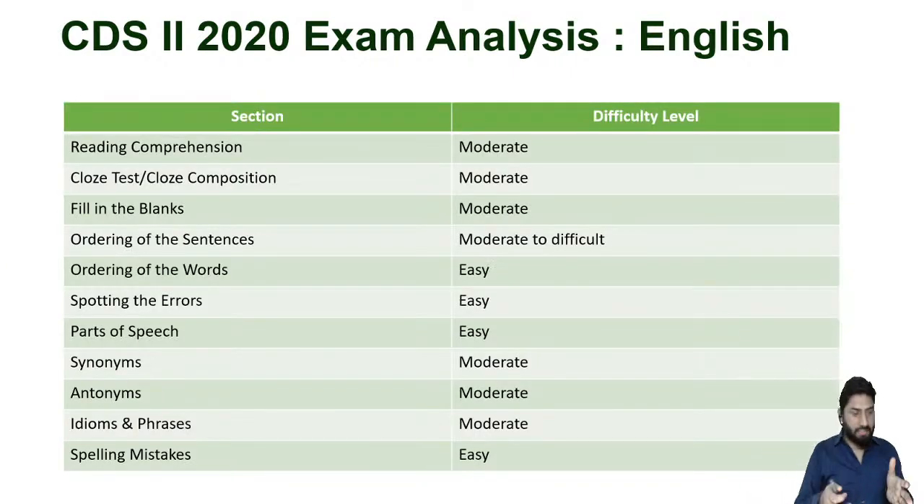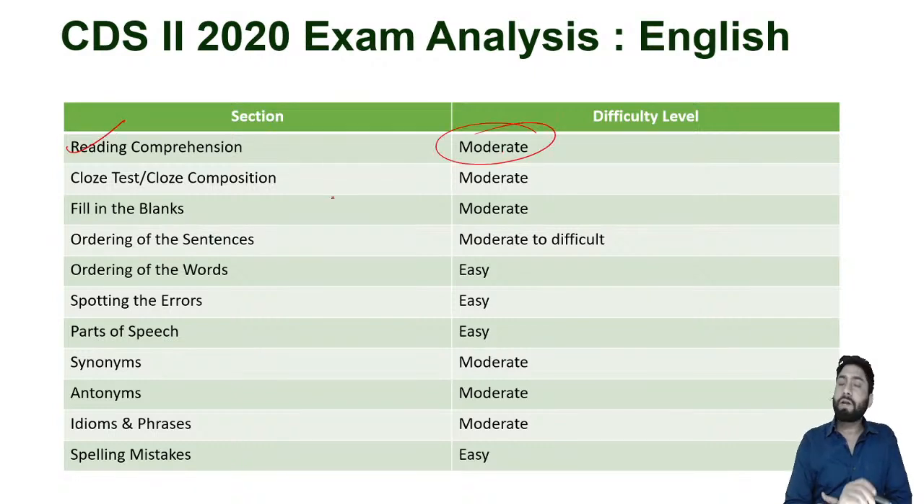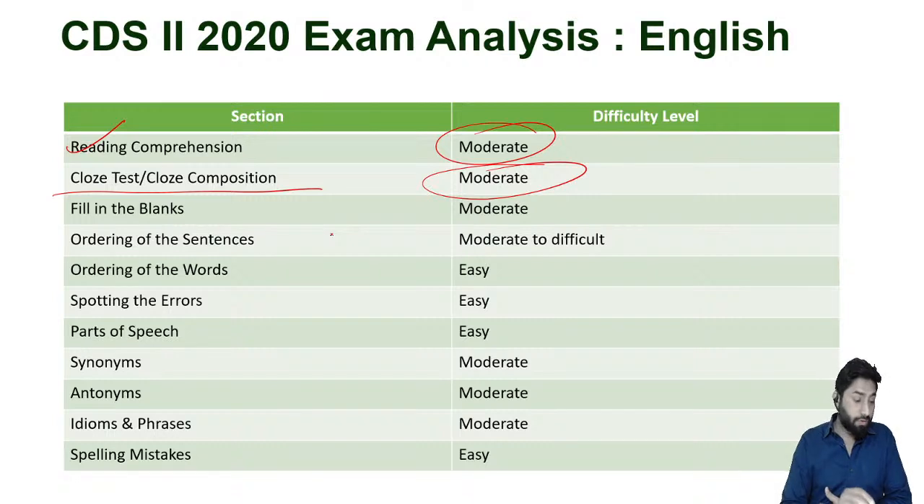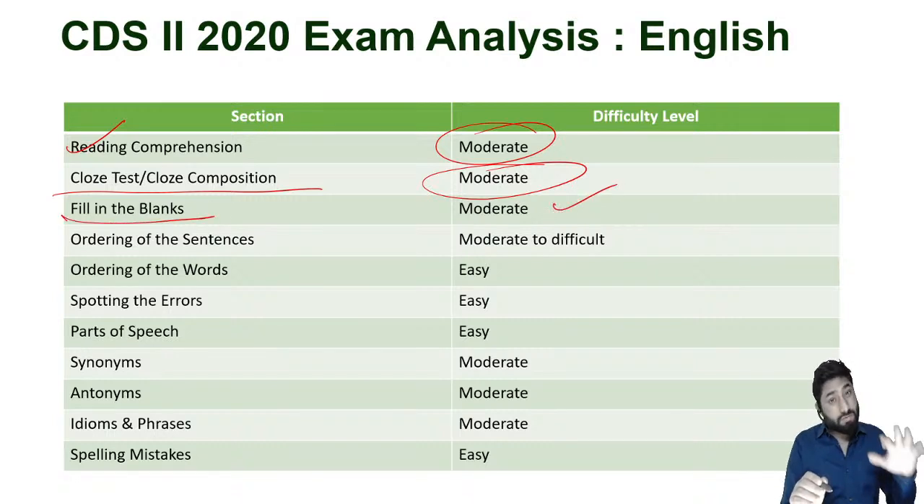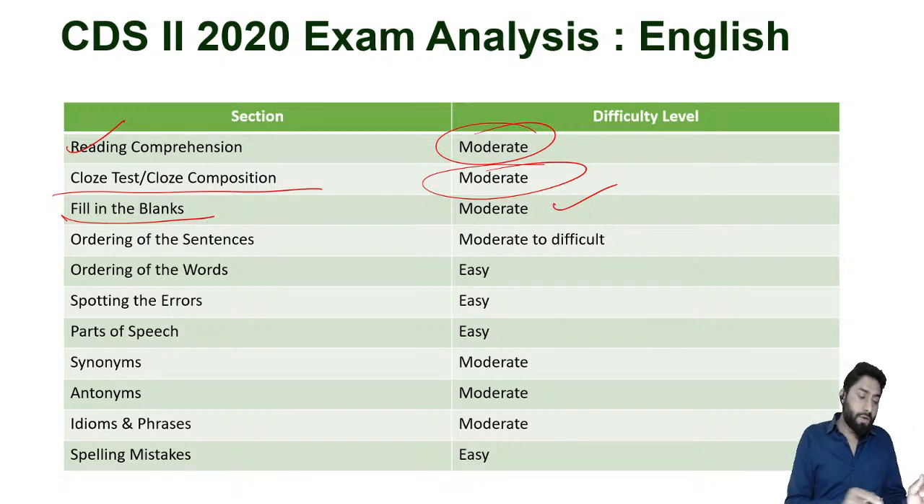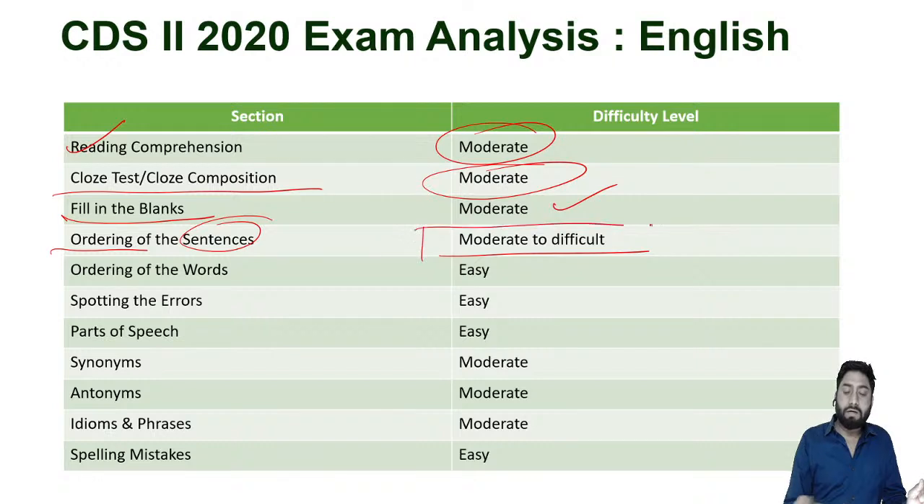अगर हम उन्हीं सबको एक साथ रख दें, तो जैसा कि मैंने बताया कि reading comprehension के जो questions थे, they were moderate in nature, the passage was moderate and pretty much doable. Close test and competition, this was new, but again, moderate questions were there. Fill in the blanks again, they were moderate. The difficulty level was moderate, okay type. Ordering the sentences, see, this again I said, have marked this moderate to difficult.